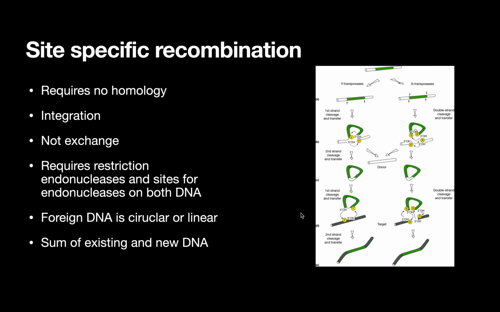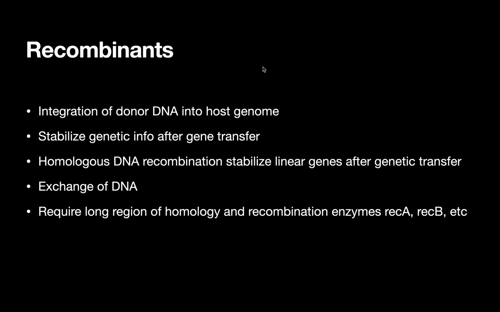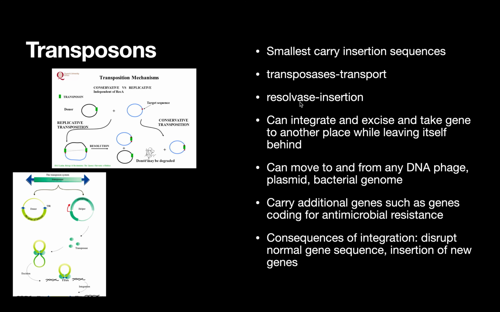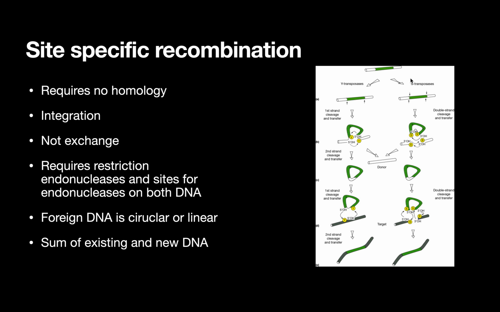So the foreign DNA is going to be circular, or it can be linear, and the new DNA is going to be the sum of the existing and the additional DNA. So the transposase is going to transport things, and then we're going to use the resolvase to insert into the host genome, and then it's going to add in, and then you get a new DNA.